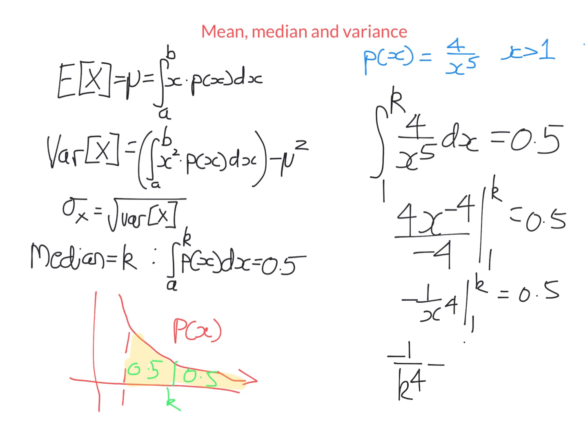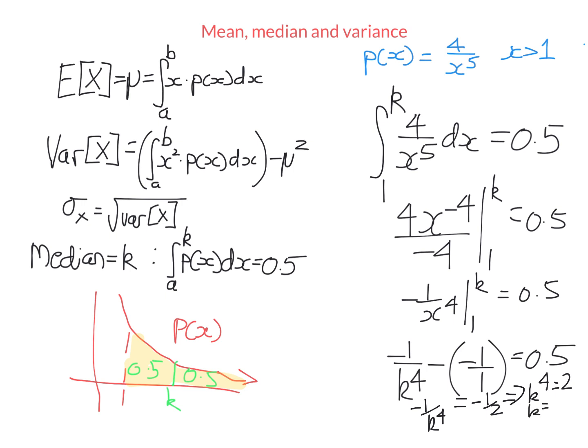If we substitute x for 1, we're just going to get -1 on 1, and that needs to equal 0.5. So what we have is -1 on k to the power of 4 plus 1 equals 0.5. So we have -1 on k to the power of 4, subtracting 1 from both sides is -0.5 or -1/2. Now we can flip each fraction and take away the negatives. We get k to the power of 4 equals 2, or k is the 4th root of 2.